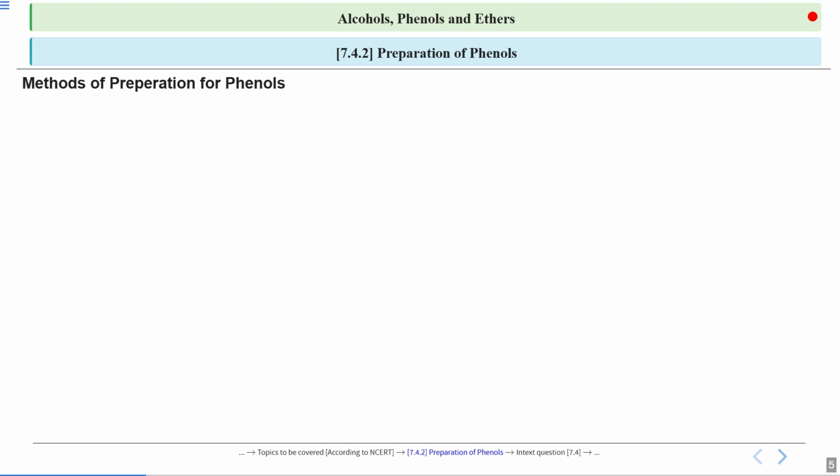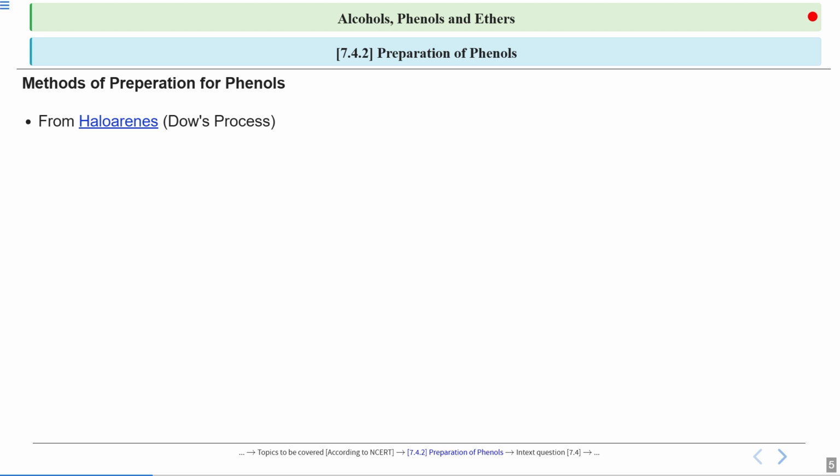So let us start with the preparation of phenols. I hope you remember what phenols are. It is an aromatic ring in which one of the hydrogens is replaced by a hydroxyl group, that is OH group. So in phenols, the OH group is directly attached to the benzene ring. Today we will see the methods for the preparation of phenols. We will discuss 4 methods for the preparation of phenols.